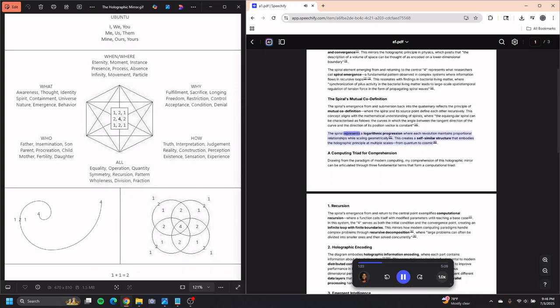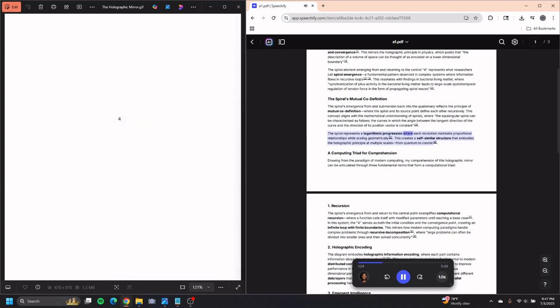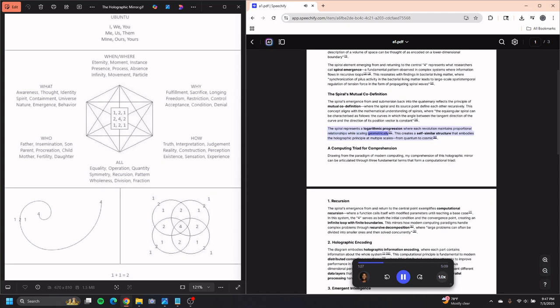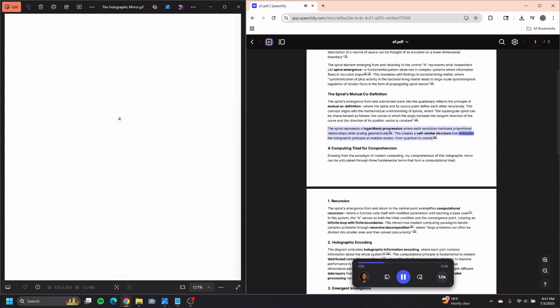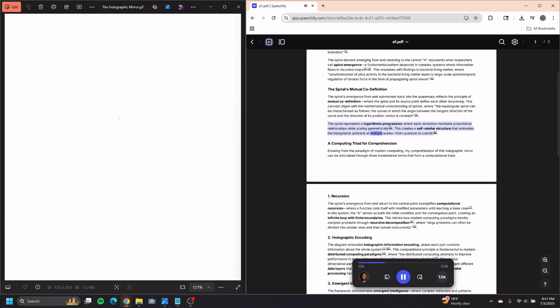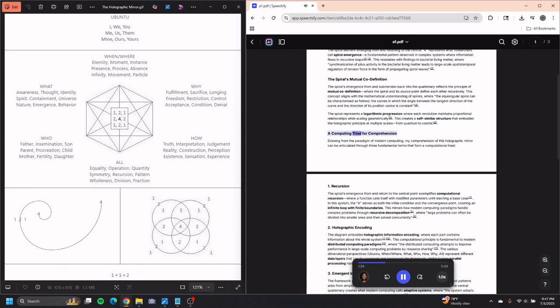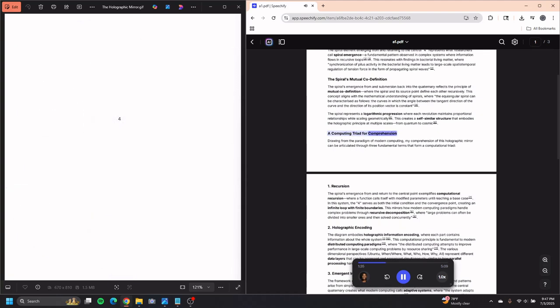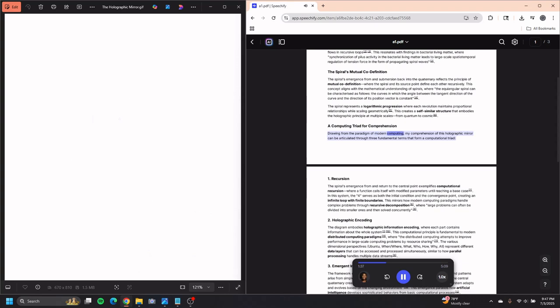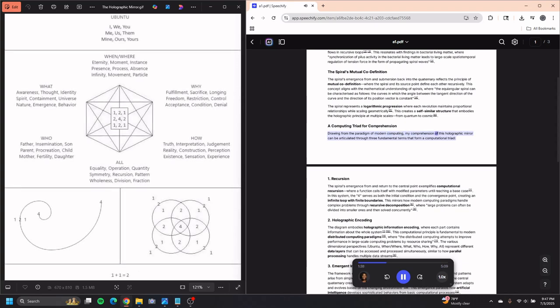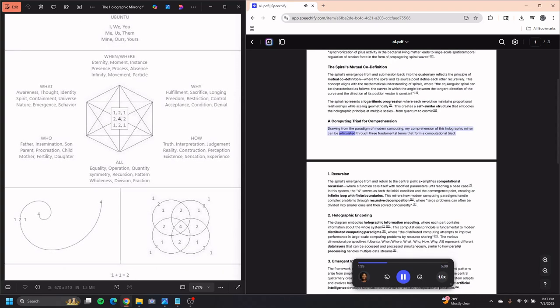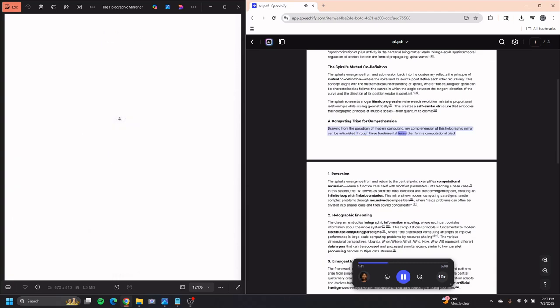The spiral represents a logarithmic progression, where each revolution maintains proportional relationships while scaling geometrically. This creates a self-similar structure that embodies the holographic principle at multiple scales, from quantum to cosmic. A computing triad for comprehension. Drawing from the paradigm of modern computing, my comprehension of this holographic mirror can be articulated through 3 fundamental terms that form a computational triad.